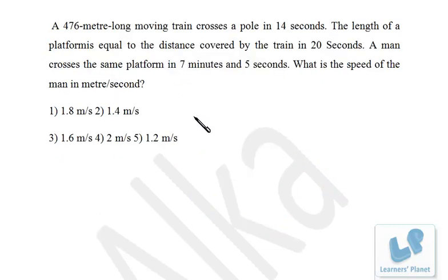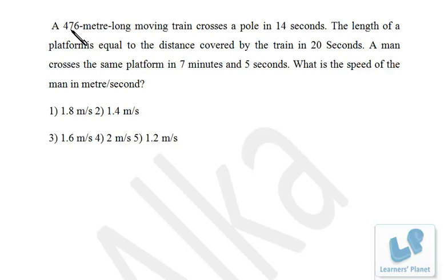Now a question from time, speed and distance problem based on train. A 476 meter long moving train crosses a pole in 14 seconds. The length of a platform is equal to the distance covered by train in 20 seconds. A man crosses the same platform in 7 minutes and 5 seconds. What is the speed of man in meter per second?